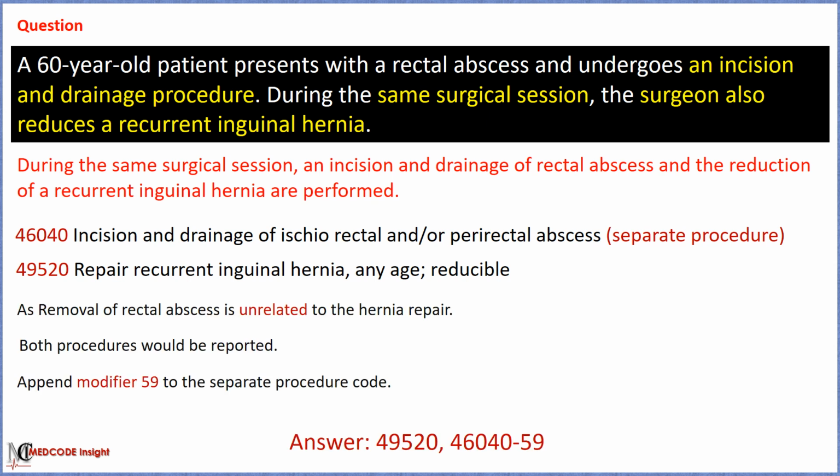As removal of the rectal abscess is unrelated to the hernia repair, both procedures would be reported with modifier 59 appended to the separate procedure code. So in this scenario, our answer will be 49520 and 46040 along with modifier 59.